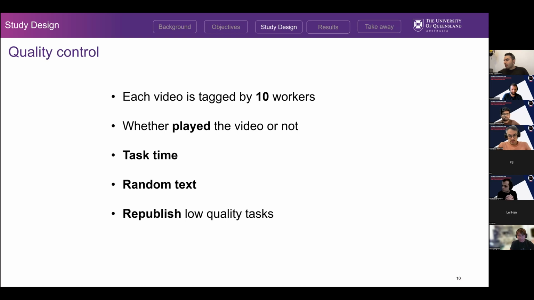First, we determine whether or not the worker played the video, and we also check the testing time. The test time should be longer than the length of the video. We also check whether or not they provide random tags. And we don't reject the worker. If we detect a bad worker, we will add a qualification on them, just in case they come back to our platform in the future, and we will republish the low quality task.